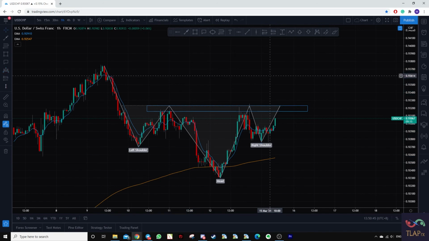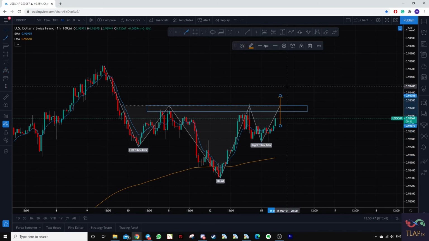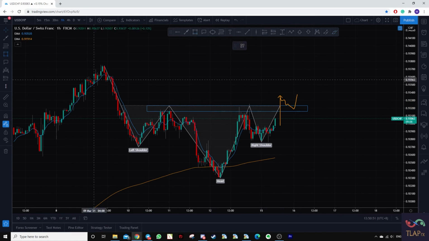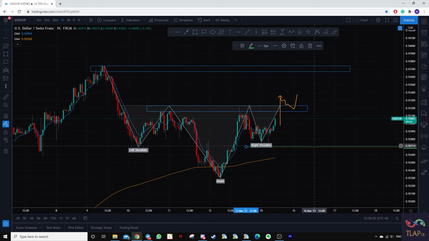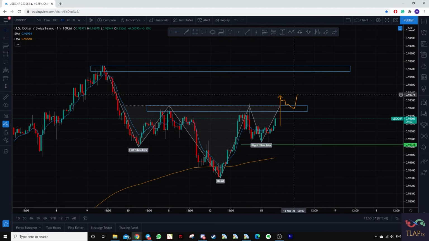So how do we trade this pattern? We look for a breakout and a retest. So this shoulder is actually valid as long as prices don't break this right shoulder. So look for long positions anywhere within this range.